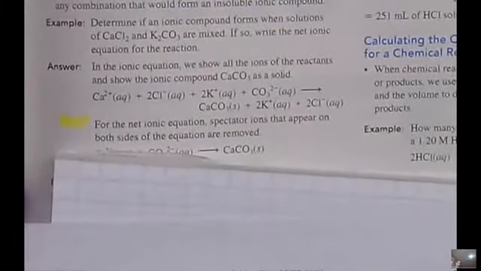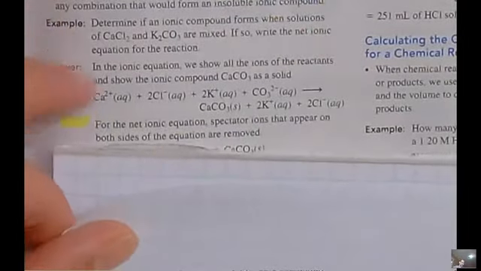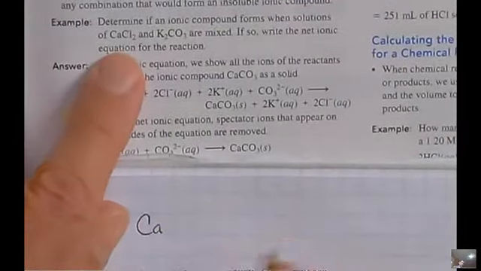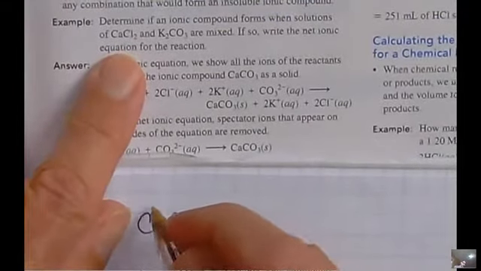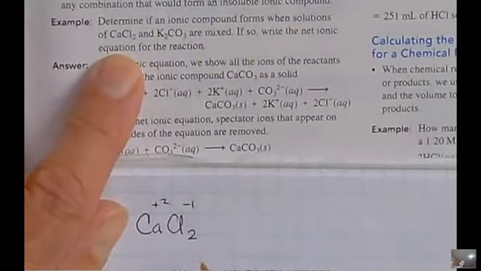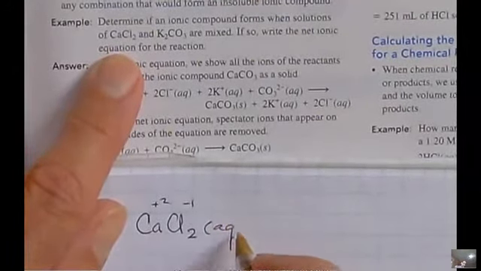So I'm going to write out the equation, but I'm also going to draw the beakers for it. Okay, so here's my calcium chloride. We know calcium's in the +2 state and chloride's in the -1 state. I got that by reverse crisscrossing. It's aqueous.